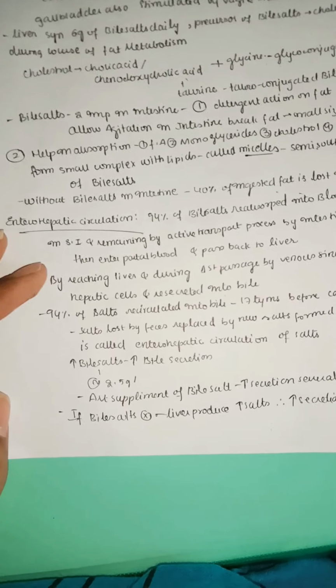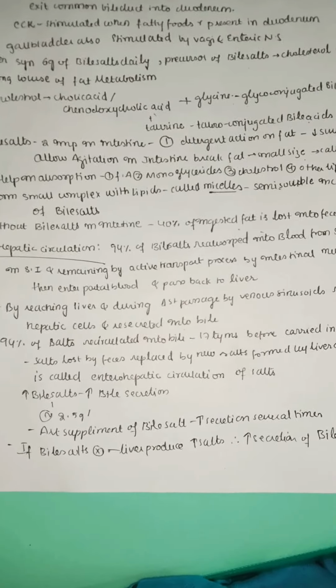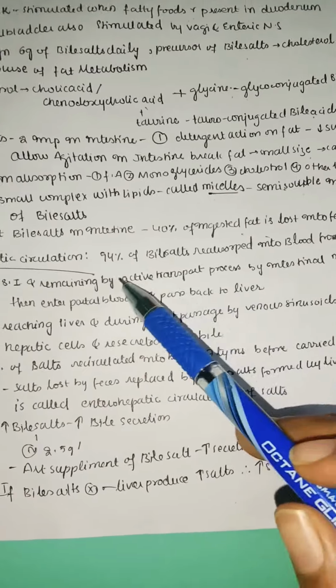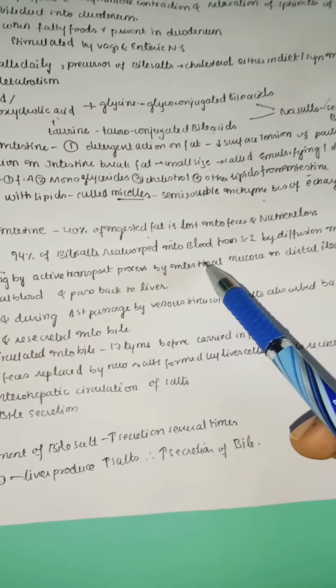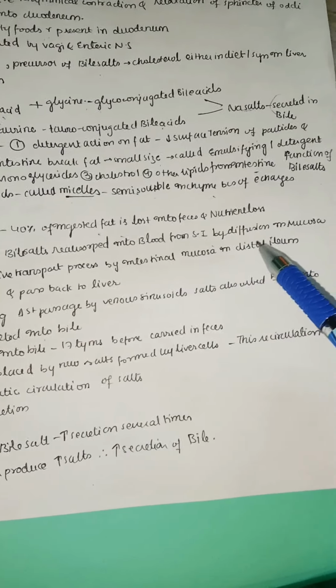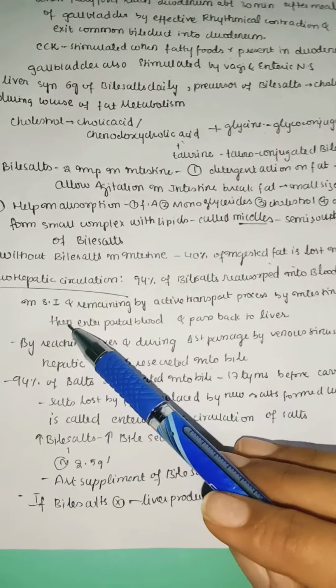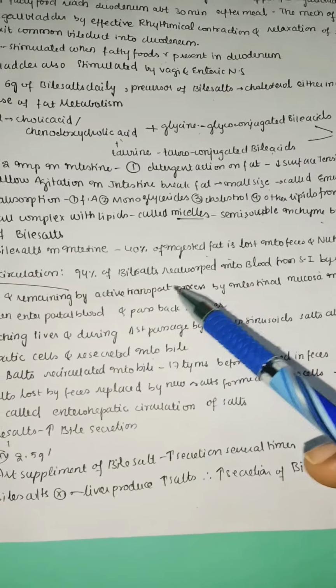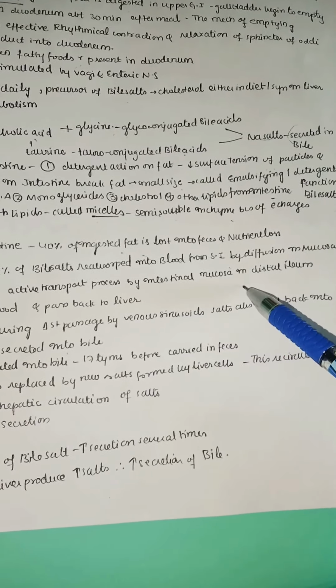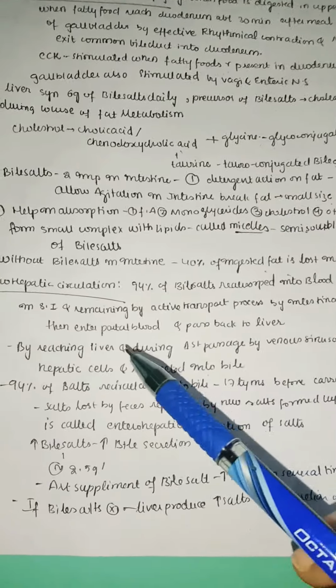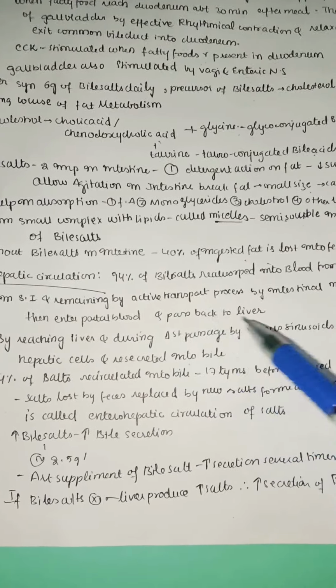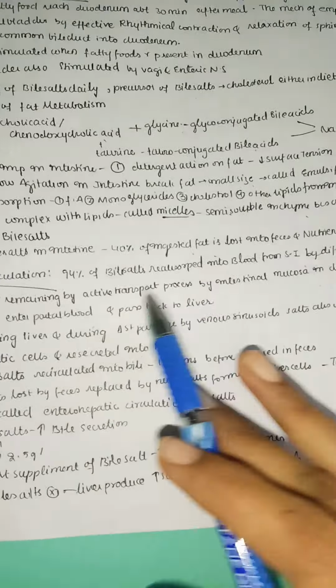Now let us see the enterohepatic circulation, very important. 94% of bile salts are reabsorbed into the blood from the small intestine by diffusion in the mucosa, and the remainder by active transport by the intestinal mucosa in the distal ileum, then enter the portal blood and pass back to the liver. Before, we discussed that the small intestine breaks down the fats into micelles.